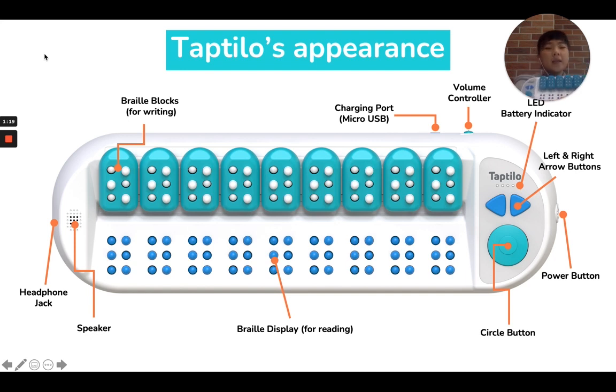And on the right side of Taptilo, there are 3 buttons. The 2 buttons above are arrow buttons, which point left and right. These buttons are used to move between contents or settings. And below the arrow buttons, there is a big circle button. This is for checking the answer or selecting the option. And beside the 3 buttons, there is the power button. Just push it slightly, and Taptilo will be turned on.